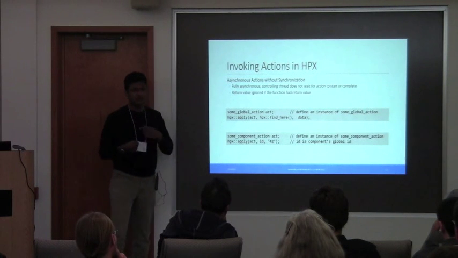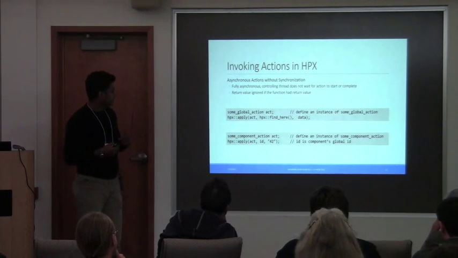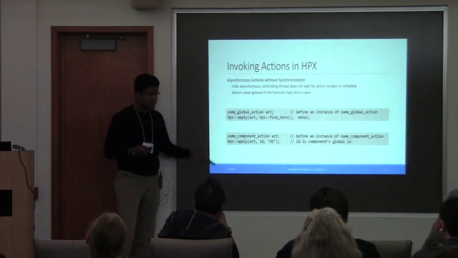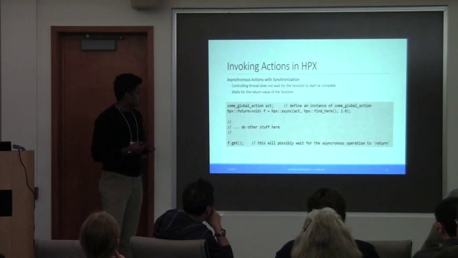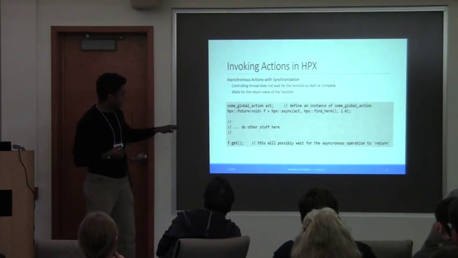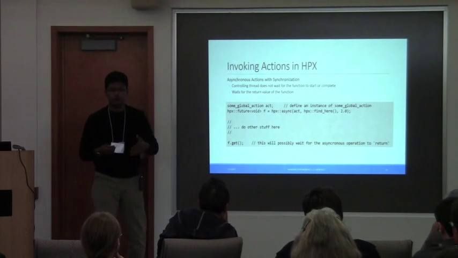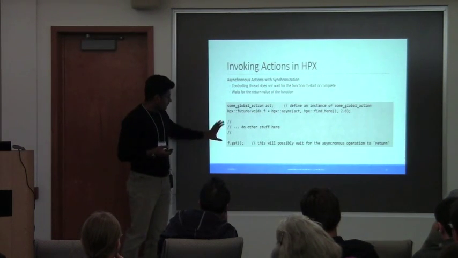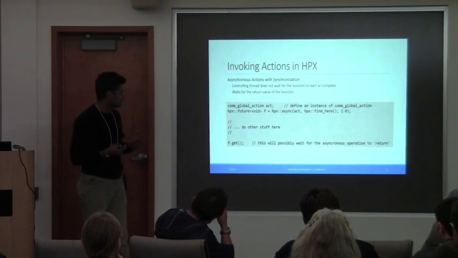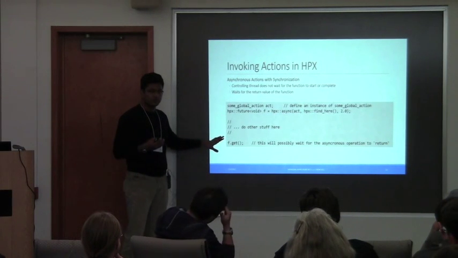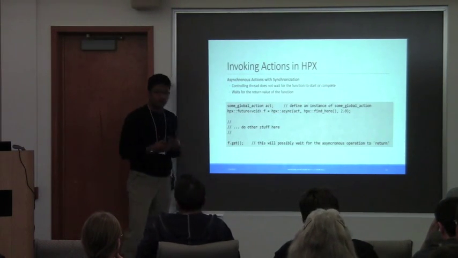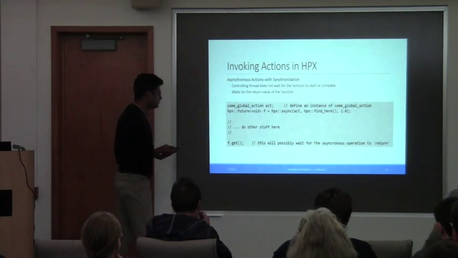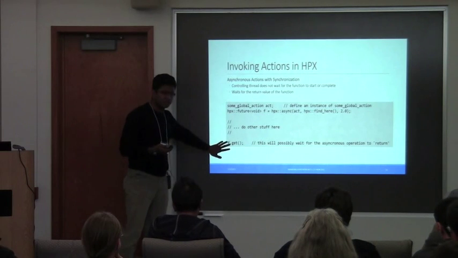So again, the controlling thread doesn't care about the start of the function or the end of the function, and also it doesn't care about the result value. Asynchronous actions with synchronization: now you invoke the action asynchronously, meaning the controlling thread doesn't wait for the action to be invoked or finished. But in some instances we would like to get a value, for example, so I would call a future f.get for the function to return the value. So I synchronize at that point.